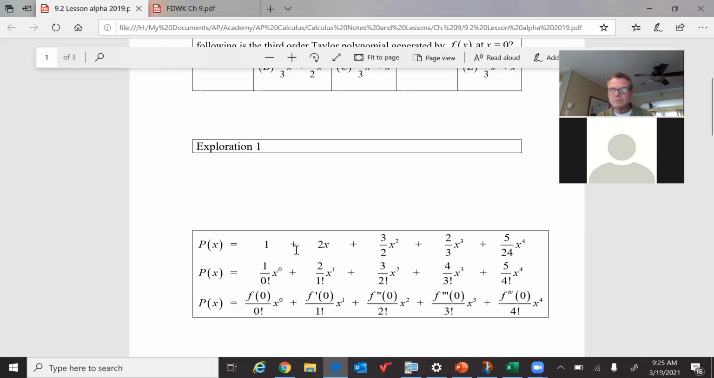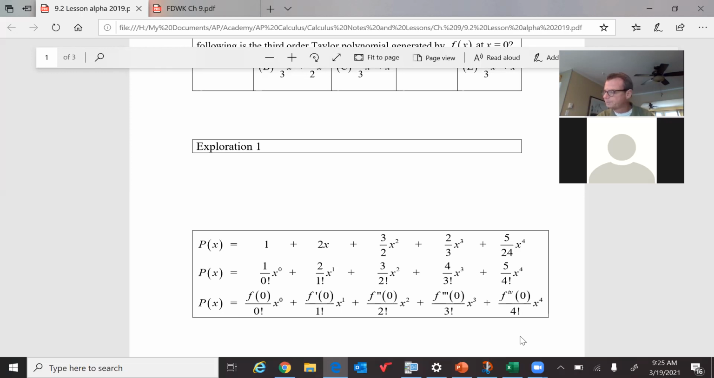Any function can be approximated with this series, which is what? You take the value of the function at 0, the value of the first derivative at 0, the value of the second derivative at 0, the value of the third derivative at 0, the value of the fourth derivative at 0, and they're in the numerator. And the denominators are 0 factorial through as many terms as you go, and the powers are x to the 0 through as many powers as you go.